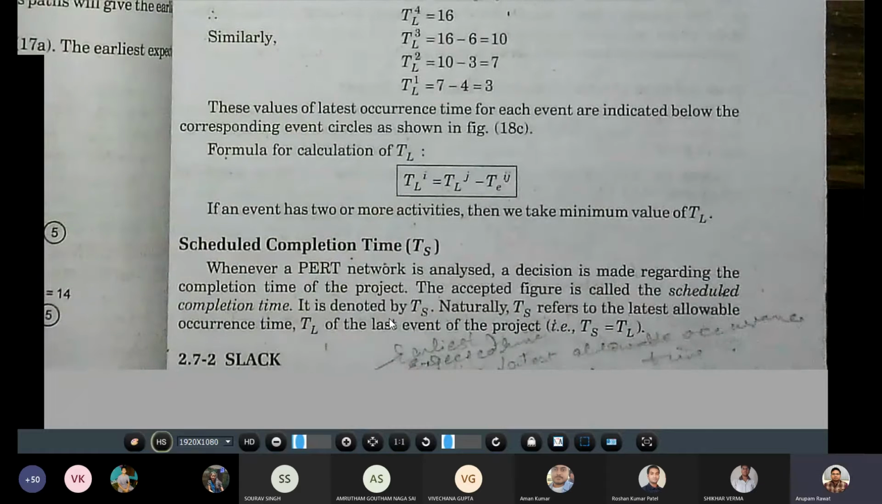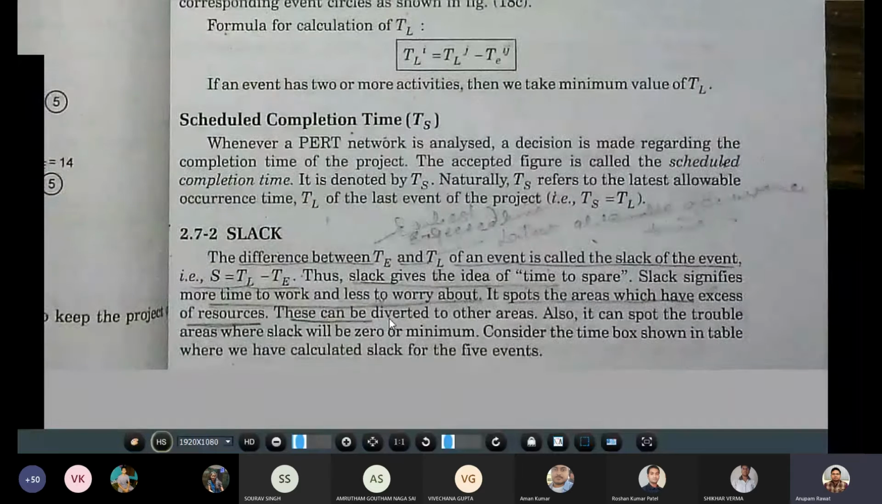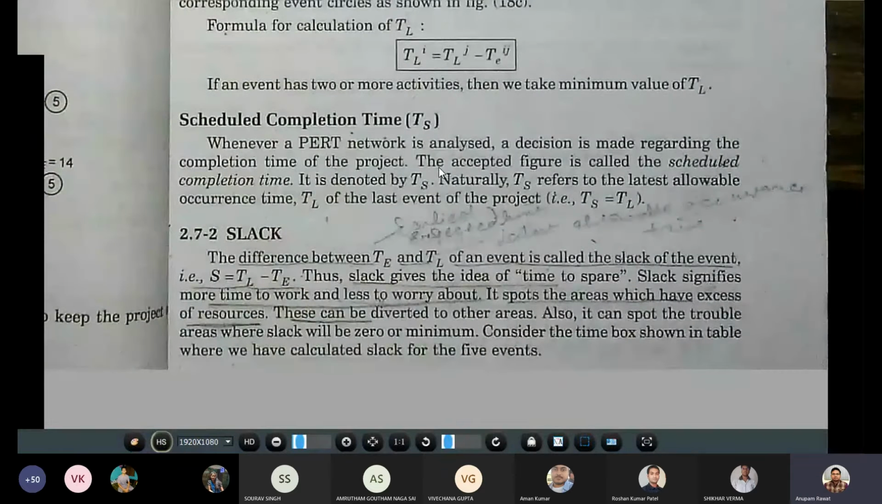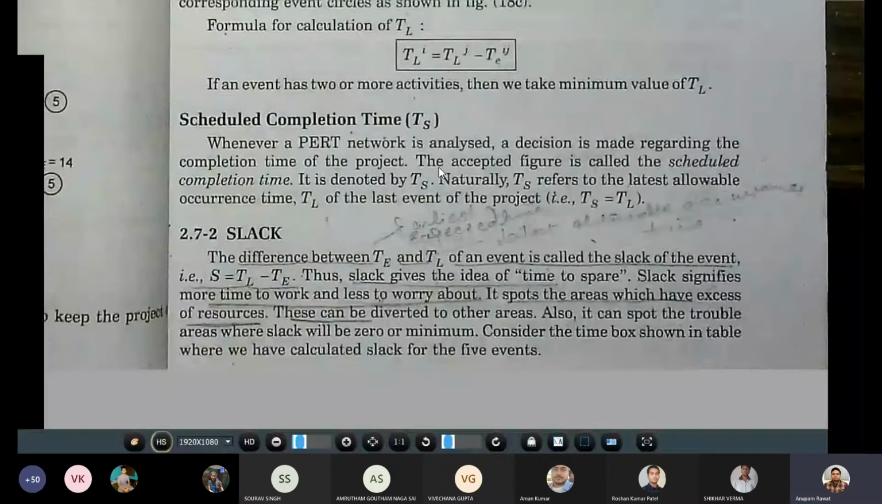Then after that, there is another term which is used, that is known as slack. So what is slack? Slack is basically the difference between the latest allowable time and earliest expected time of an event. So S is equal to TL minus TE. The slack gives the idea of time to spare.